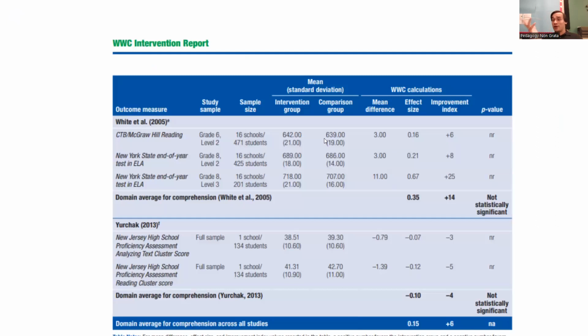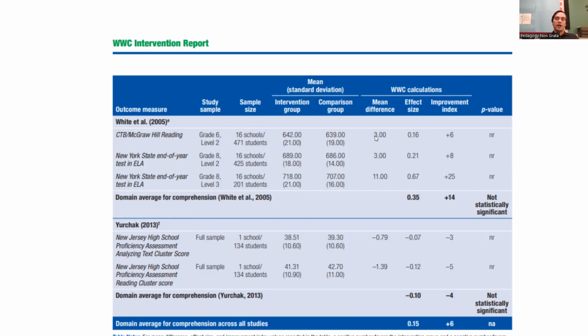And if you scroll down to the very bottom of the report, past the citations, you'll see these tables. And these tables will show you the effect size for each individual study, for each individual outcome. And they'll tell you how many students were in each group for that outcome. And they'll show you the grade. And you can see here the effect sizes are actually quite low, except for this one, which is the New York State end of the year test, and that's from the specific paper, White et al.